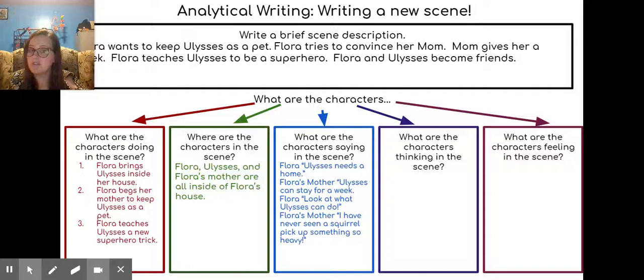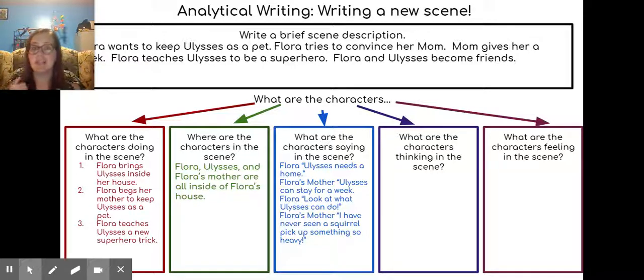Flora trying to convince her mom. I put that Flora said, Ulysses needs a home. Flora's mother says Ulysses can stay for a week. And remember, Flora is going to teach Ulysses some super cool superhero tricks. So I had Flora say, look what Ulysses can do. And Flora's mother say, I have never seen a squirrel pick up something so heavy. Because we know from the earlier part of Flora and Ulysses that Ulysses has super squirrel strength and can lift up a vacuum with a single hand.